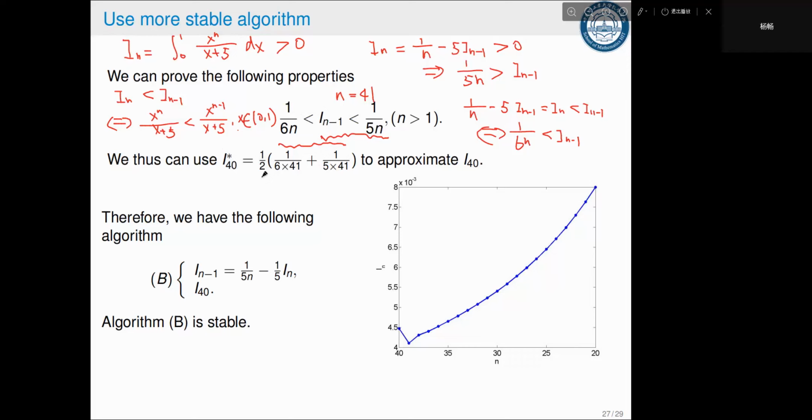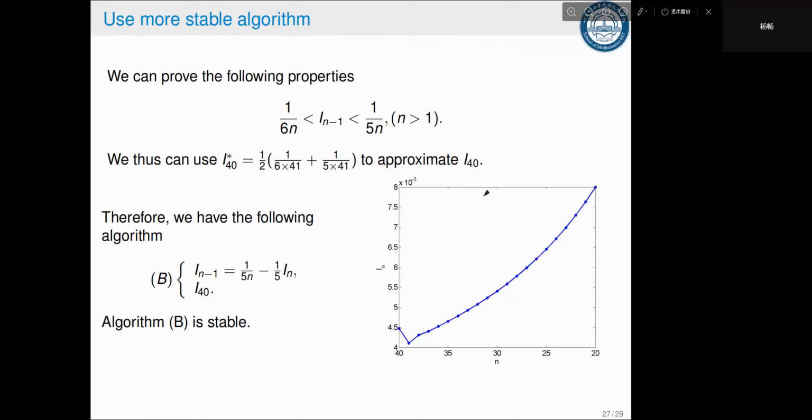So you see from this example, using a more stable algorithm is very important. Each time after you design an algorithm, try to make some analysis on this algorithm before you use it in practice. So I think I finished the first chapter.